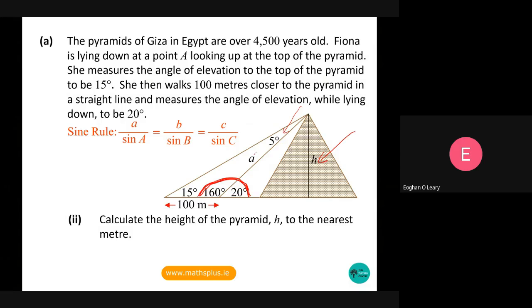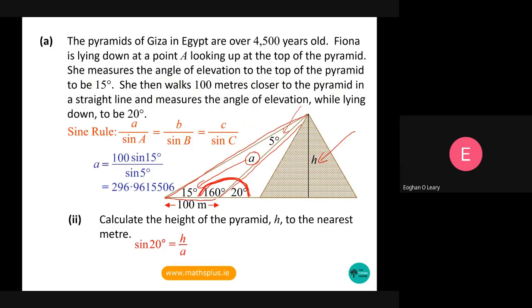So I'm going to try and find this side here, side A, using my triangle here, where I have 3 angles and I have 1 side. So let's have a look at it. I'm going to use my sine rule. I'm going to say A over the sine of 15 is equal to 100 over the sine of 5. Okay. All I need to do then is isolate A. At this stage, I'm going to put everything into the calculator. I'm going to get an answer of 296.96. And I know I'm nearly there, right?